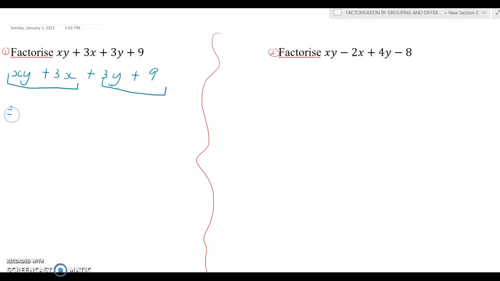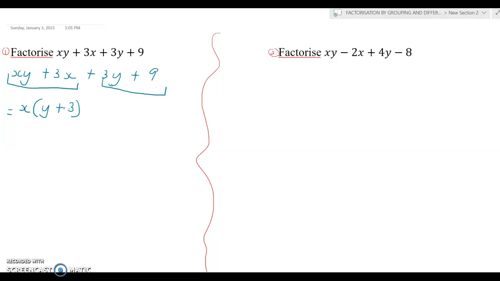So now let's work at them separately, factorize them separately. So xy plus 3x. The common factor here is clearly x. So you pull out x, open bracket. So x times what will give me back xy? x times y. Then plus x times what will give me back 3x? x times 3. So good, we worked with the first pair.